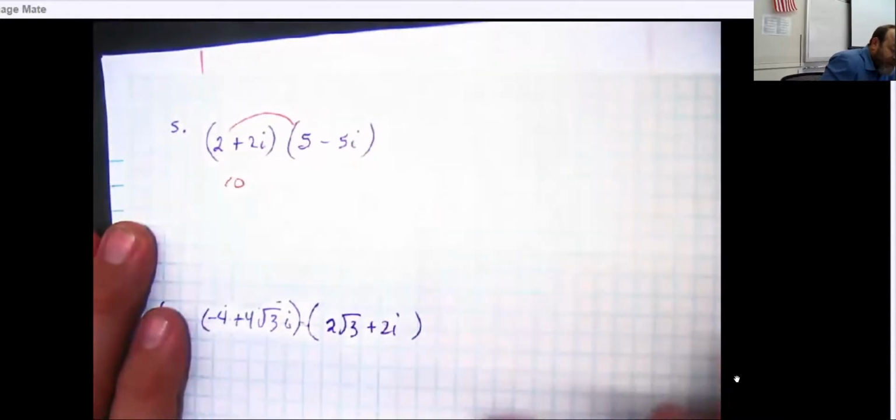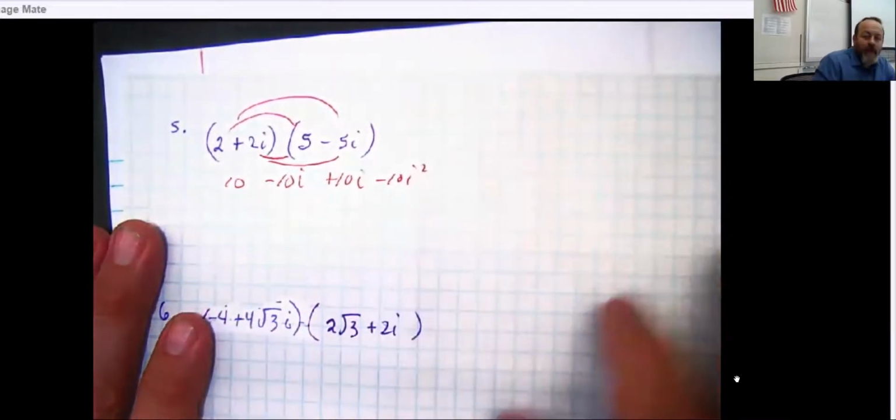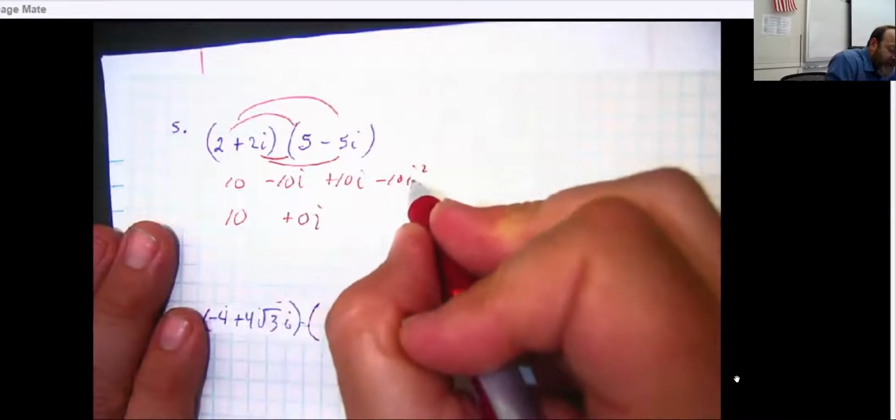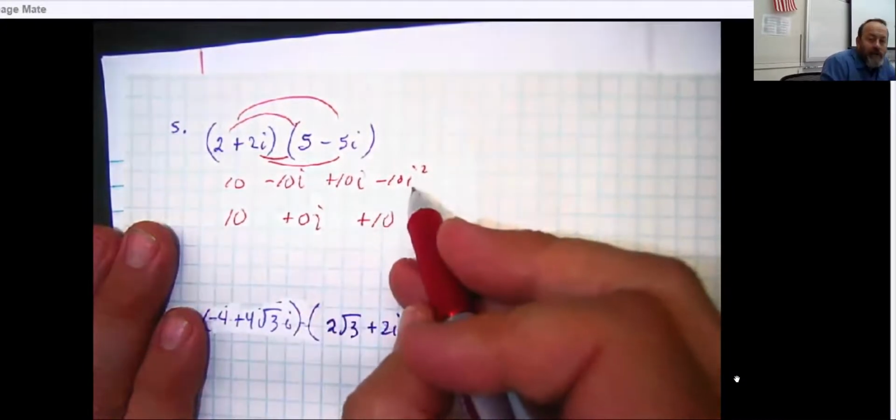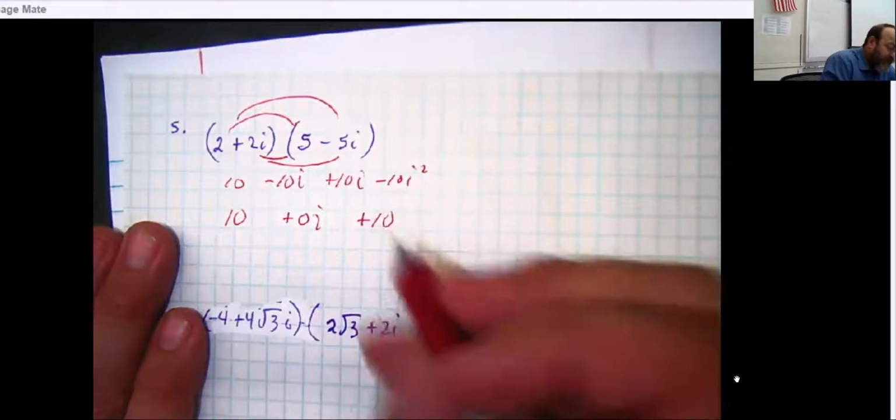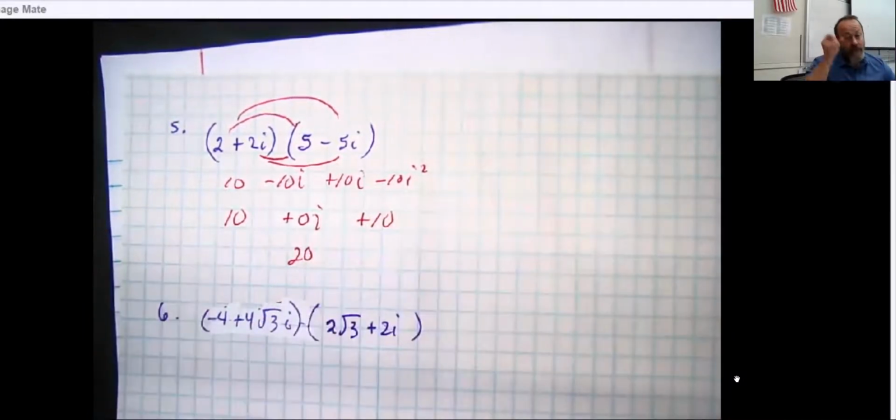Now, your Algebra 2 teacher would have told you to distribute, and 5 times 2 is 10. 2 times negative 5i is minus 10i. Then we end up getting another 10i here in the middle, and then a minus 10i squared. We could do a little quick arithmetic and see that this gives me 0 i's, and negative 10i squared is actually positive 10, because remember i squared is negative 1. And so that would give me 20. Now that was a pretty trivial little problem, very, very simple, no big deal.